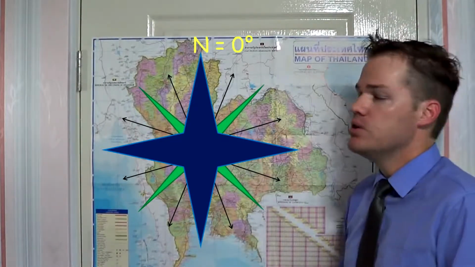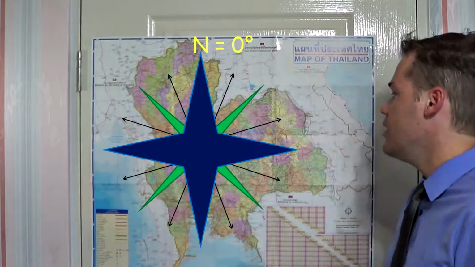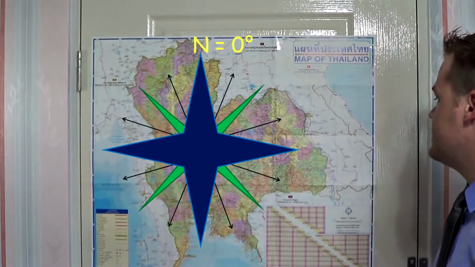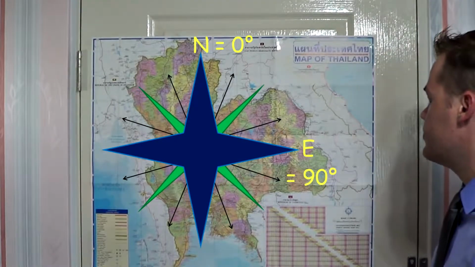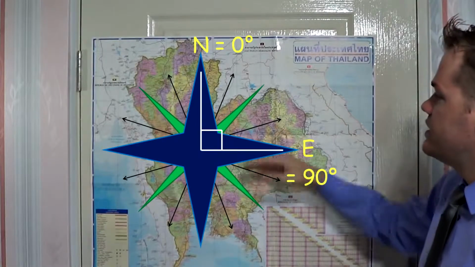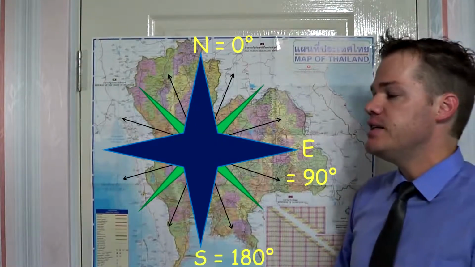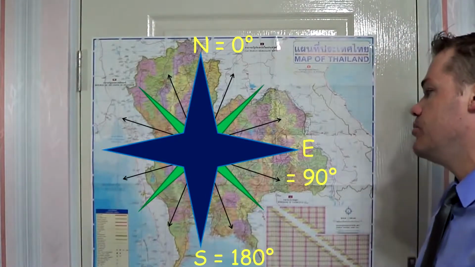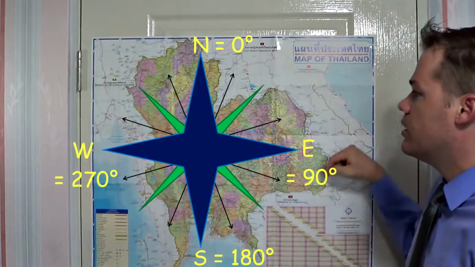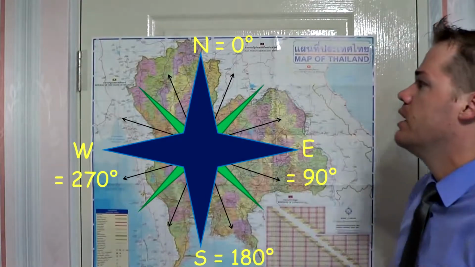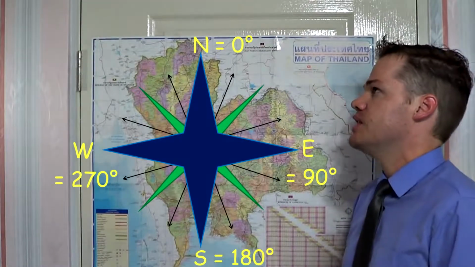North is 0 degrees. Then we go to east. East is exactly 90 degrees, and it makes perfect sense because all of us can see that it's 90 degrees. Then we go down to south, which is 180 degrees, and west would be 270 degrees. And when you go all the way around to north, it will be 360 degrees.